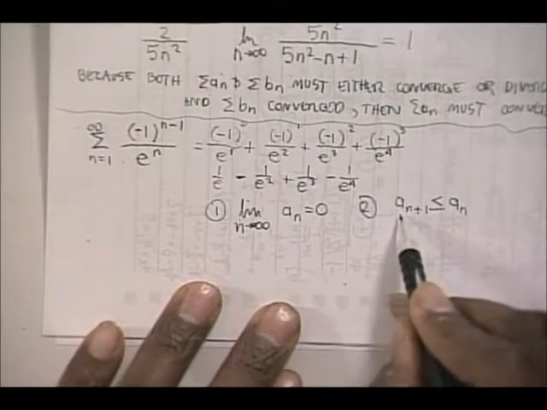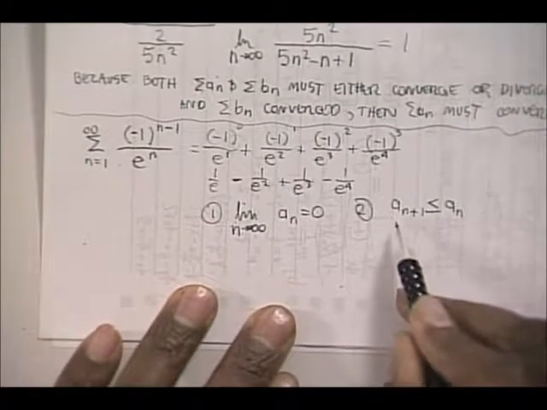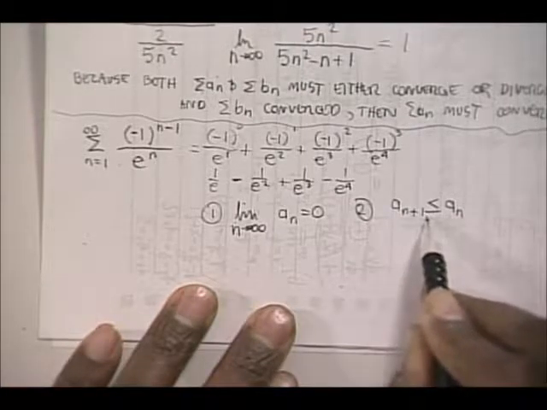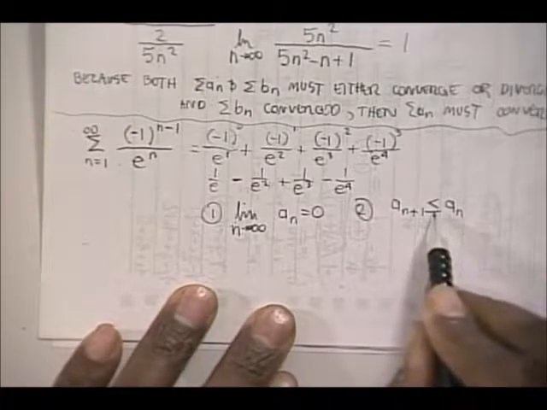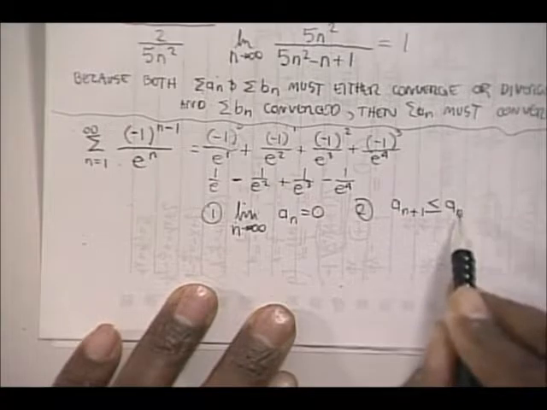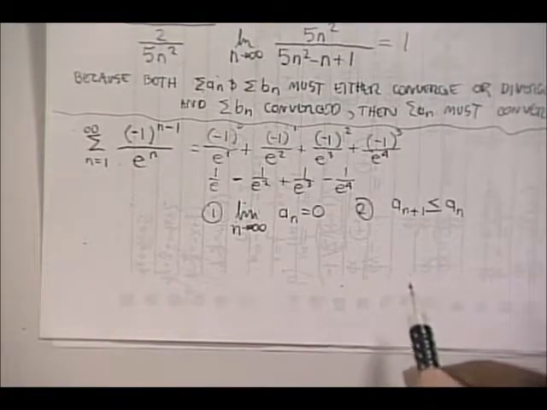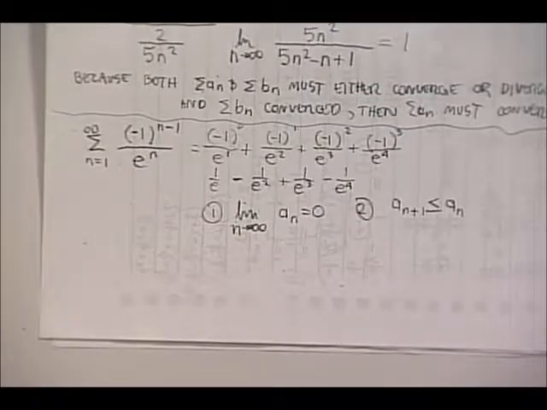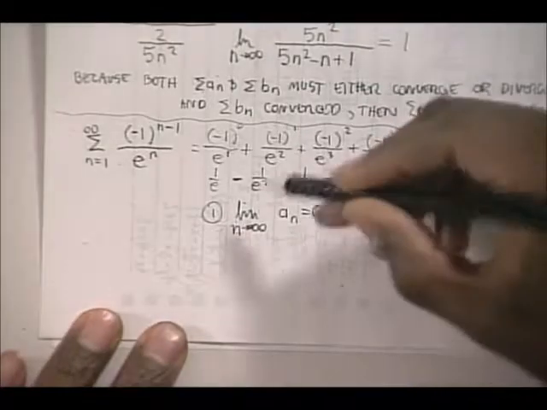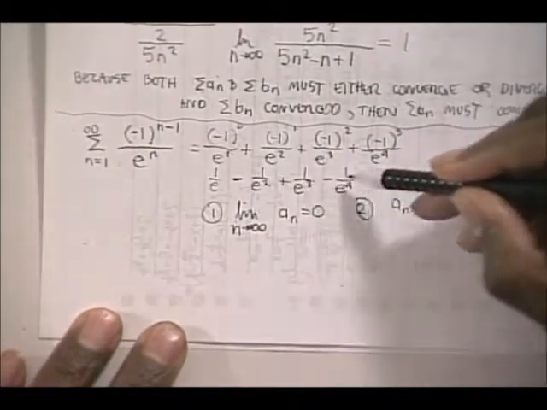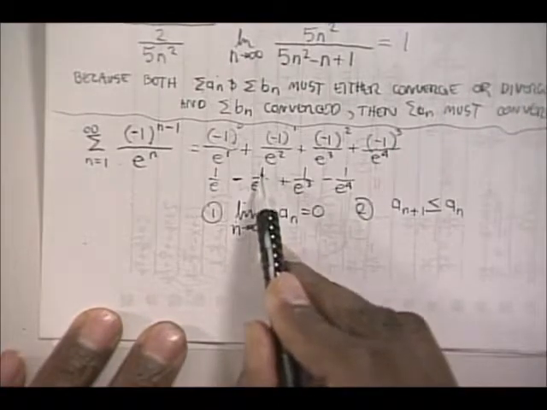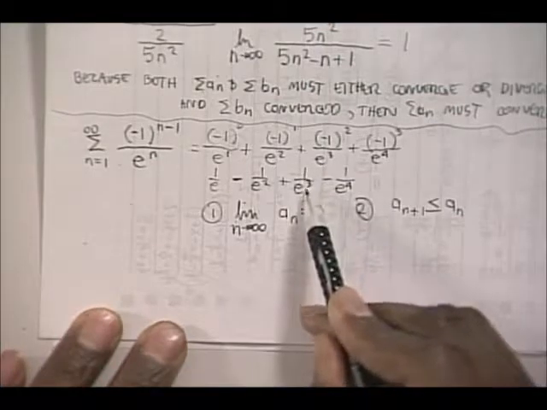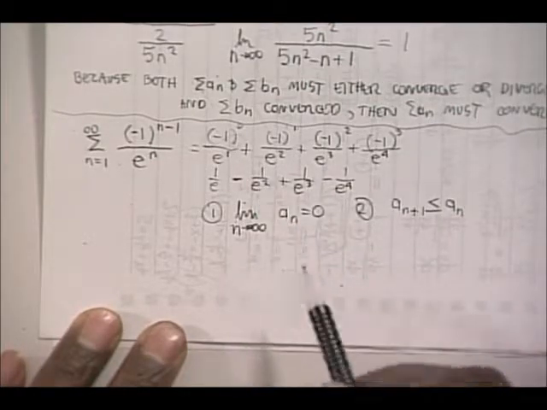Sometimes this is a little bit confusing, but what they're saying is as you continue to increment every value of n, each term should be less than the previous term. I'm hoping that you see that that is the case here. So each of these terms is getting smaller and smaller. 1 over e to the second is smaller than 1 over e. 1 over e to the third is smaller than 1 over e to the second.